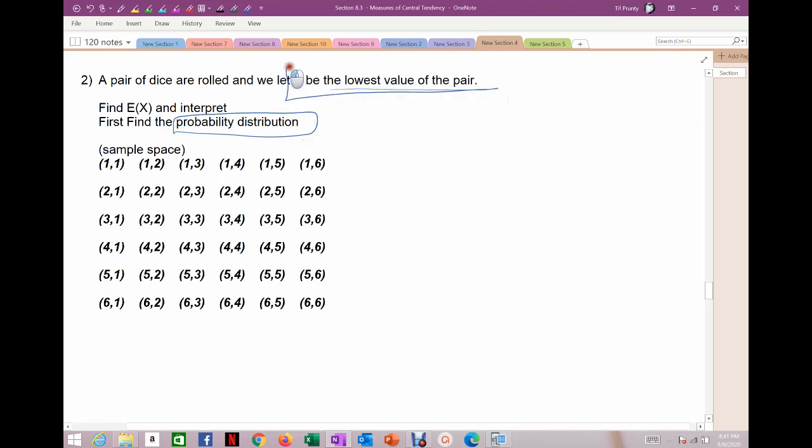So my x value in my probability represents the lowest value of the pair. So there's all of my pairs in my universal set when I roll 2 dice. All right, there's all 36 outcomes in my sample space. All right, I'm interested in the number that's showing up the smallest. All right, so x is the lowest value. The probability of x equals that number.